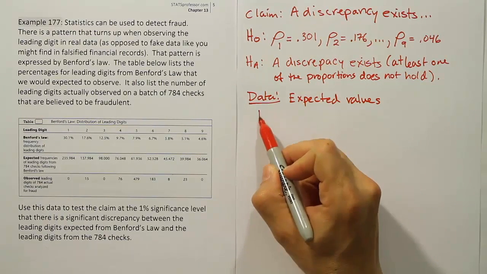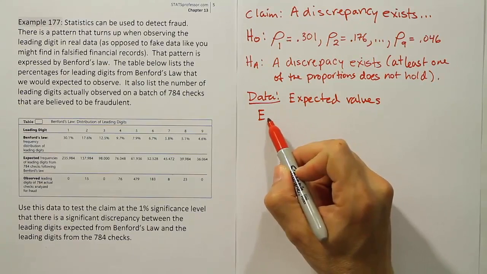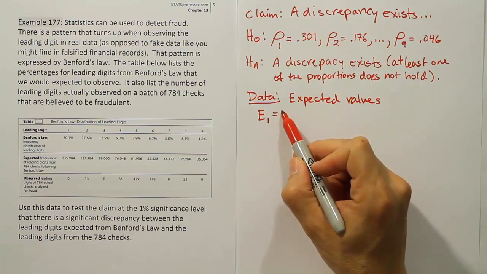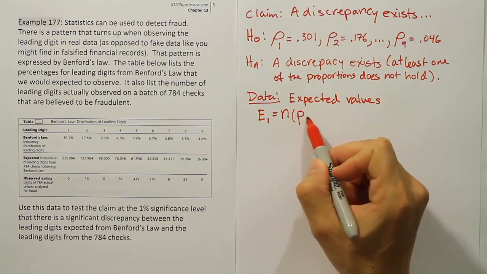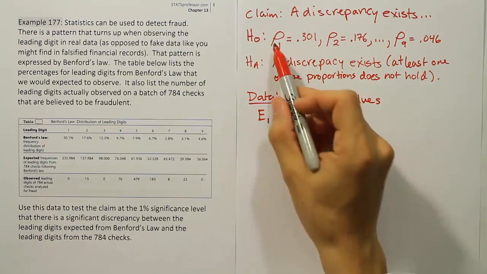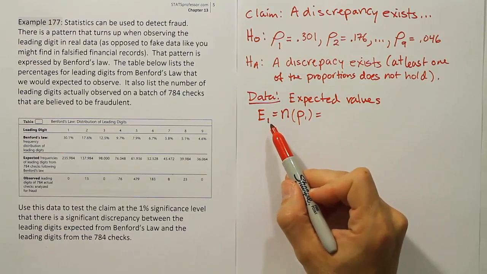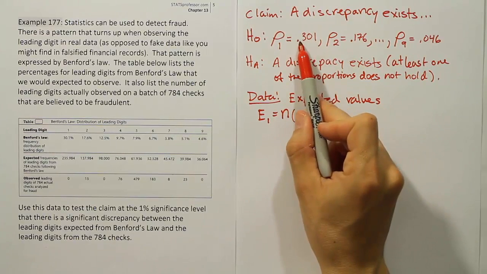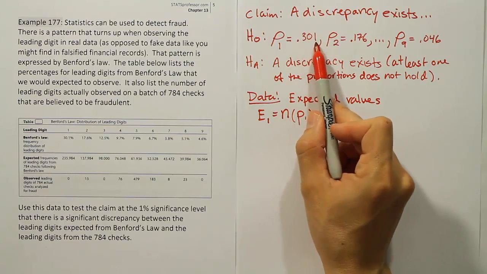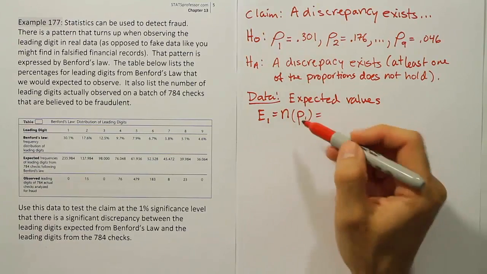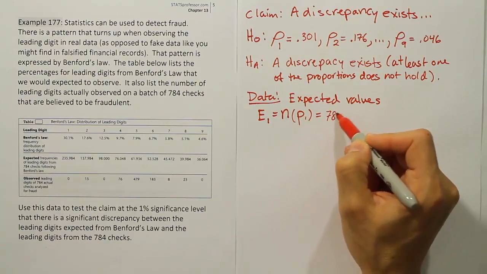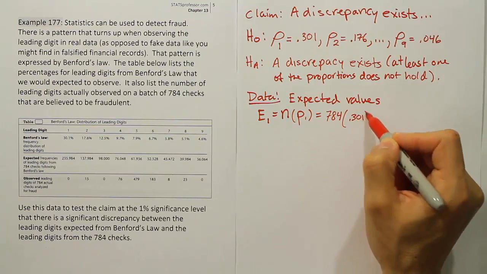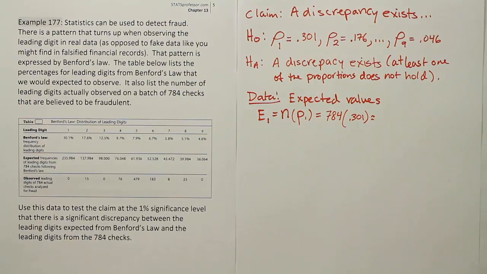The expected value for checks that start with a leading digit of 1 should be equal to the number of checks, n, times the proportion that start with 1 under the null hypothesis. Remember, the expected value is you're saying, hey, what do you expect to happen if the null hypothesis is true? Well, if the null hypothesis is true, we expect 30% or so of our checks to start with a leading digit of 1. Now, since we have 784 checks, that'll be our n, and then the proportion here would be 0.301. Let's see what that works out to be when we do that with our calculator.